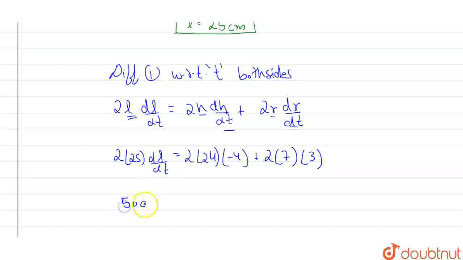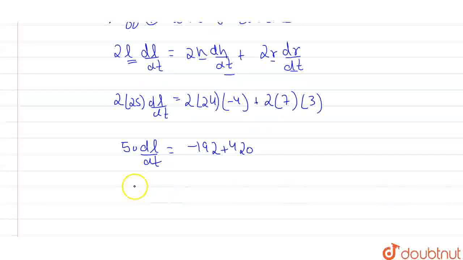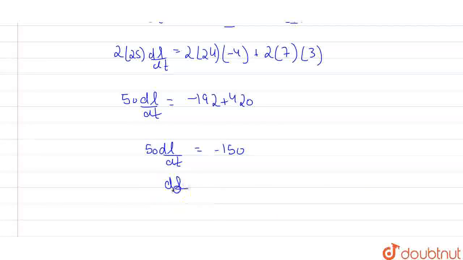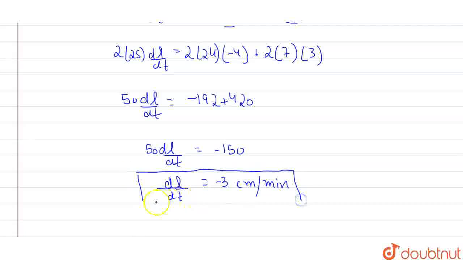So 50 dl by dt equals minus 192 plus 42. Right, so this will come out as 50 dl by dt equals minus 150. If we put this 50 on the right hand side, we will get dl by dt as minus 3. Exactly, this is a rate, so centimeter per minute, as all the values we have are in minutes. So dl by dt will come out as minus 3 centimeter per minute.